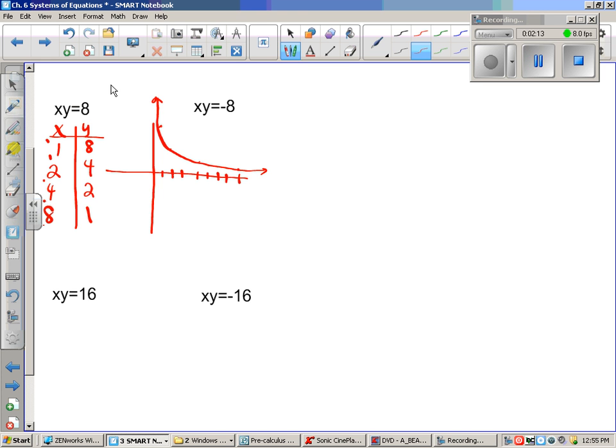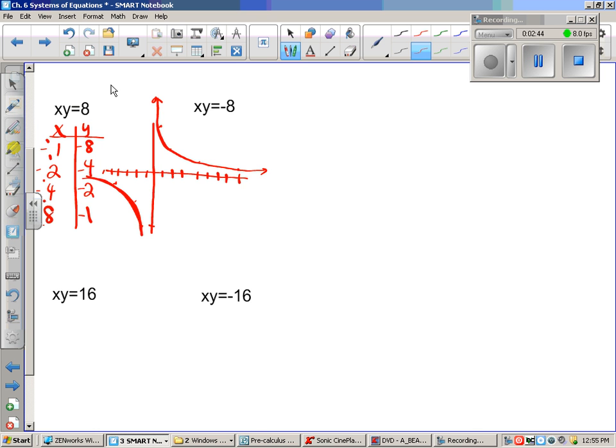Now, what if instead I thought about -1? If x was -1, what would y be? Of course, it would have to be negative. And -2 times -4, and -4 times -2, and so on down the line. And so what you'd find is you'd have -1, -8, and -2, -4, and -4, -2, and -8, -1. And so what you find is a similar arc on that side.